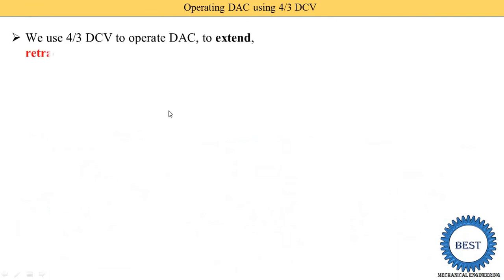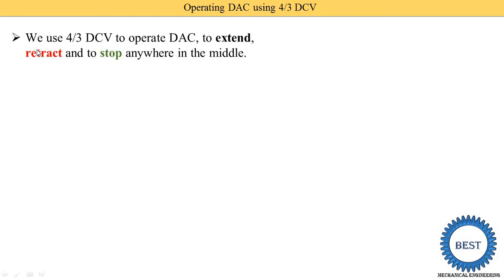We use the 4x3 DCV to operate double acting cylinders. 4x3 means the second digit is 3, so we have 3 positions. One position is for extending the double acting cylinder, the second position is for retracting it. The third position is not called the third position but the mid position. The mid position is used to stop the double acting cylinder anywhere in the middle.